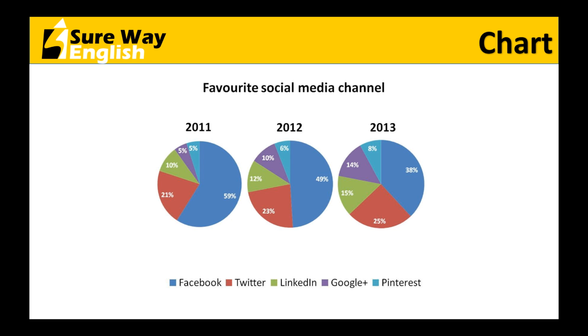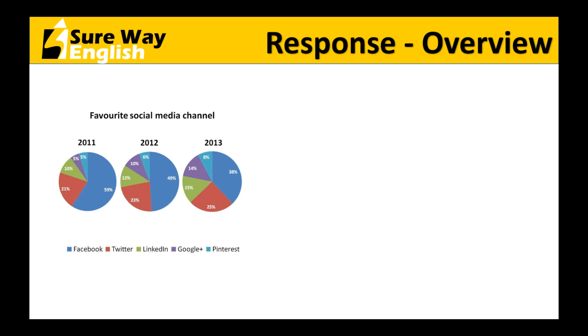Now let's put all of this into practice with the help of an example. This is what the example is. It's a number of pie charts, and the title is favorite social media channel in 3 different years, and each of those channels is represented by a different color.